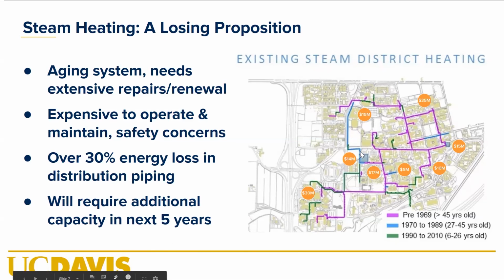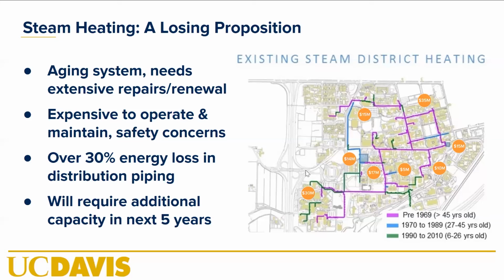These numbers on this map here are showing potential expenditures to replace or renovate or repair different areas of the steam system around campus. And this was kind of the opportunity for us a few years ago to say, do we really want to spend more money on this system, or is this an opportunity for us to do something else?